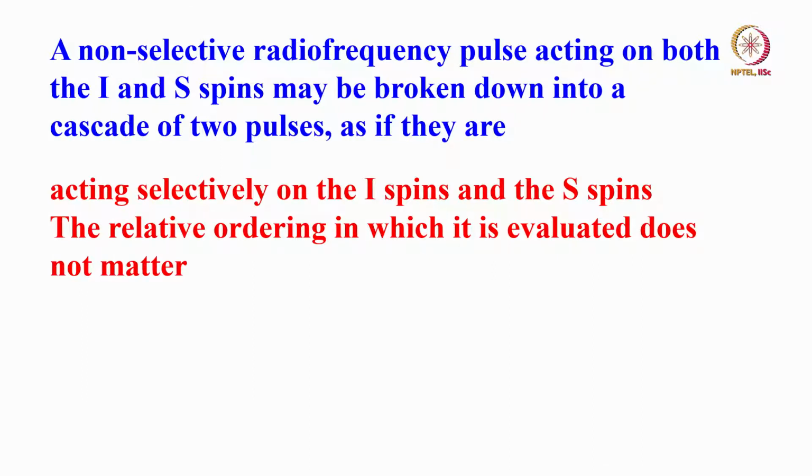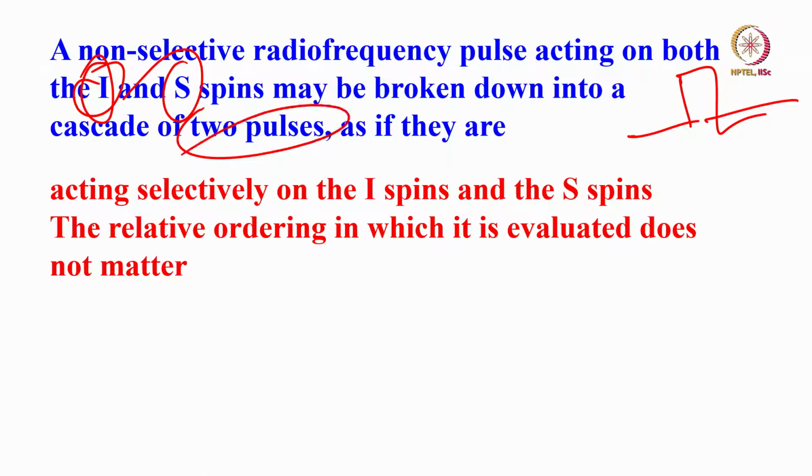Another interesting thing you should understand: if I am applying a non-selective radio frequency pulse, a hard pulse, for a given system, let us say I have two spins which are coupled, I and S, then I can break this into a cascade of two pulses, as if I am applying the pulse selectively once on the I spin and once on the S spin. So it doesn't matter. I can break it into two operations. That means the effect of the pulse on the I spin can be evaluated individually and the effect of the pulse on the S spin can be evaluated individually. Ordering does not matter, that is immaterial. It can be broken into a cascade of two pulses, one on the I spin and one on the S spin.